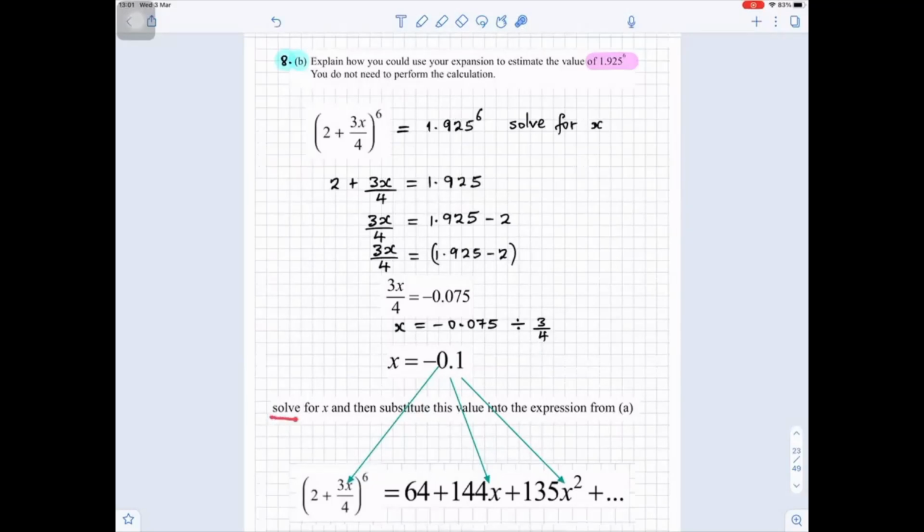So you solve for x and then substitute this value into the expression from part a. If we were to perform the calculation, x is minus 0.1, so wherever we see x, we put minus 0.1. And that's why they say explain. We just explain that we will substitute x to be minus 0.1 and then we solve it. But they say we shouldn't do the calculation.